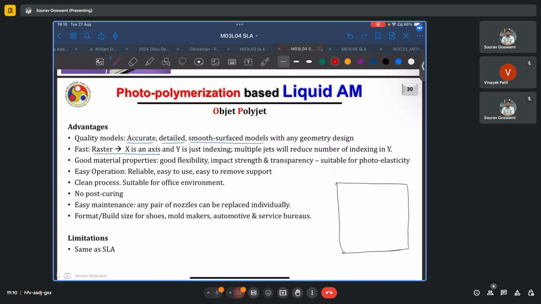Say this is your head. It will deposit along this entire region in a single go. To cover the next region, it will simply index to the next position. That is, it will move by a finite amount and then deposit the resin wherever needed again. Also cure it. For the third pass, it will simply again index to a third position. If we consider this the y-axis, the y-axis is simply an indexing operation.